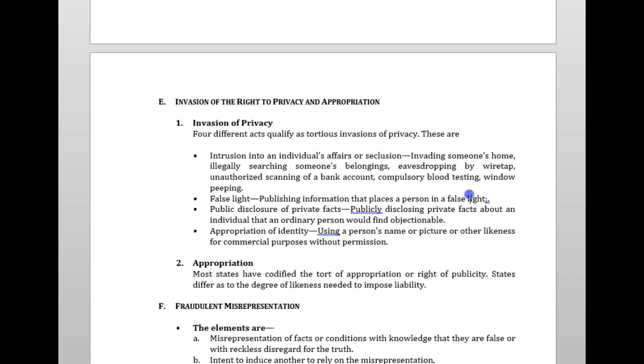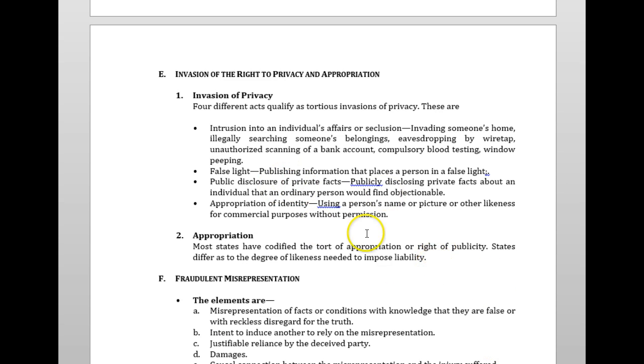Publishing information about somebody in a false light. Public disclosure of private facts that typically people wouldn't have privy to. And then you could have appropriation of identity, and that's using somebody's name or picture or other likeness for commercial purposes. And that necessarily doesn't have to be a living person. Let's say you wanted to take advantage of Elvis Presley's silhouette and use it in an advertisement. Elvis Presley's estate would come and throw a fit and probably take you into court over that. So that's an invasion of privacy tort. And states have different rulings on the degree of the likeness needed to impose a liability.